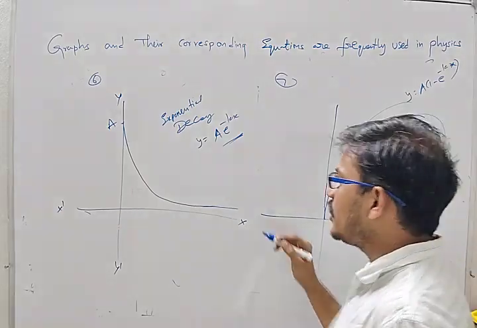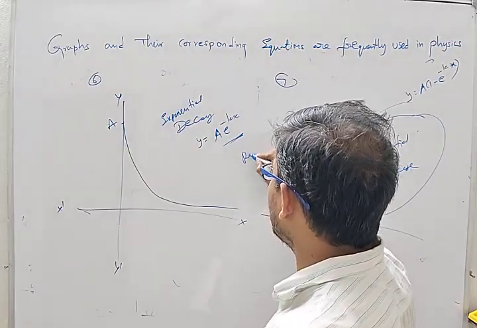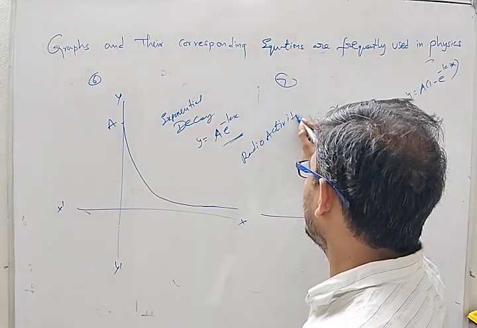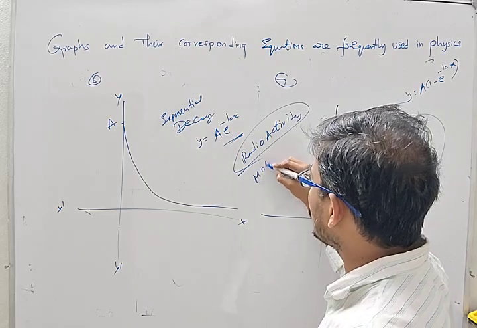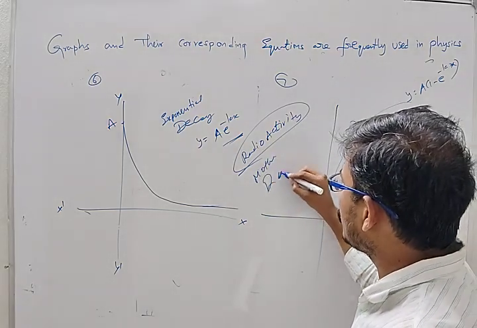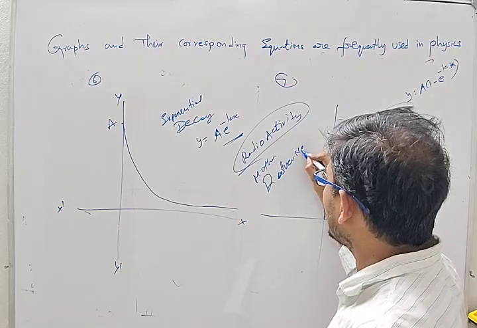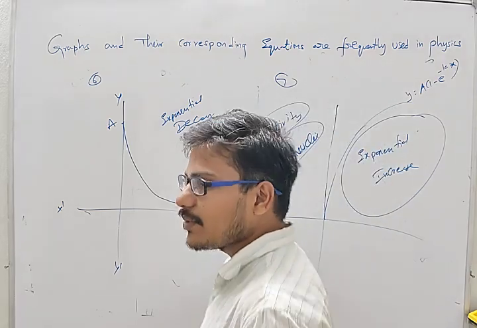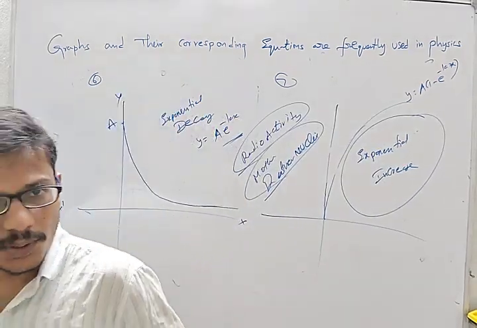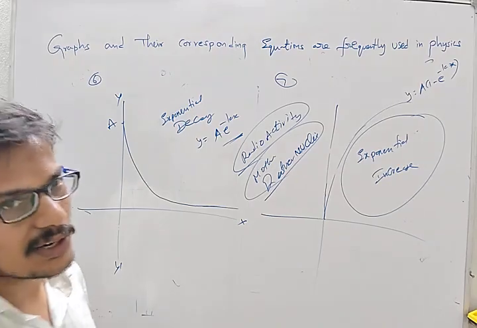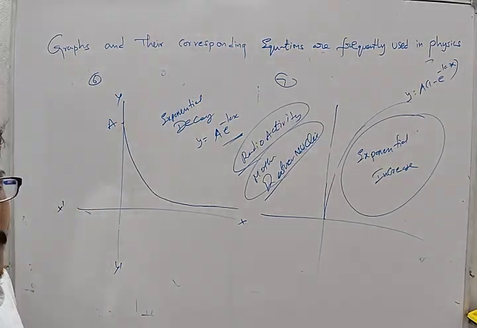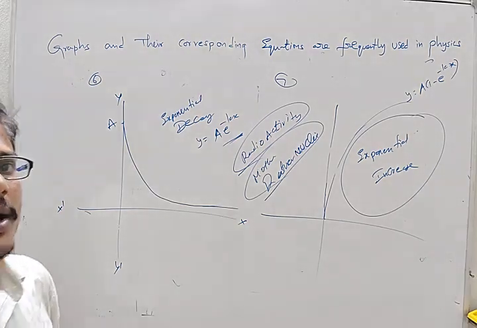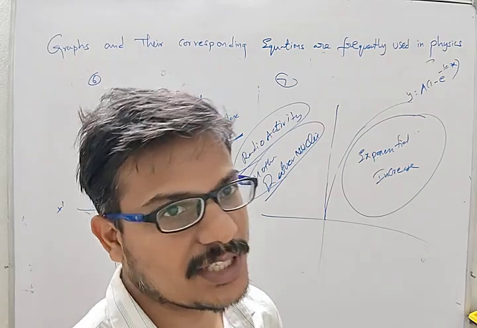These two graphs are used in radioactivity cases, with mother nuclei and daughter nuclei. What are mother nuclei and daughter nuclei? You have to know. This is not the time to say; when I am discussing nuclear physics, at that time I can say. So these are the general equations and graphs which are most frequently used in physics. Thank you very much.